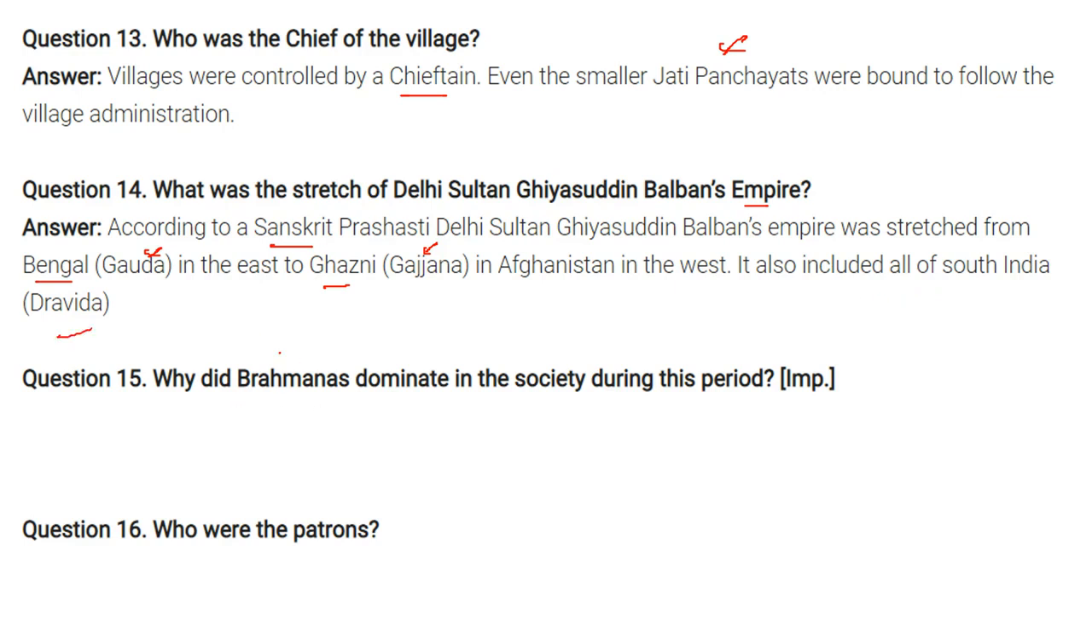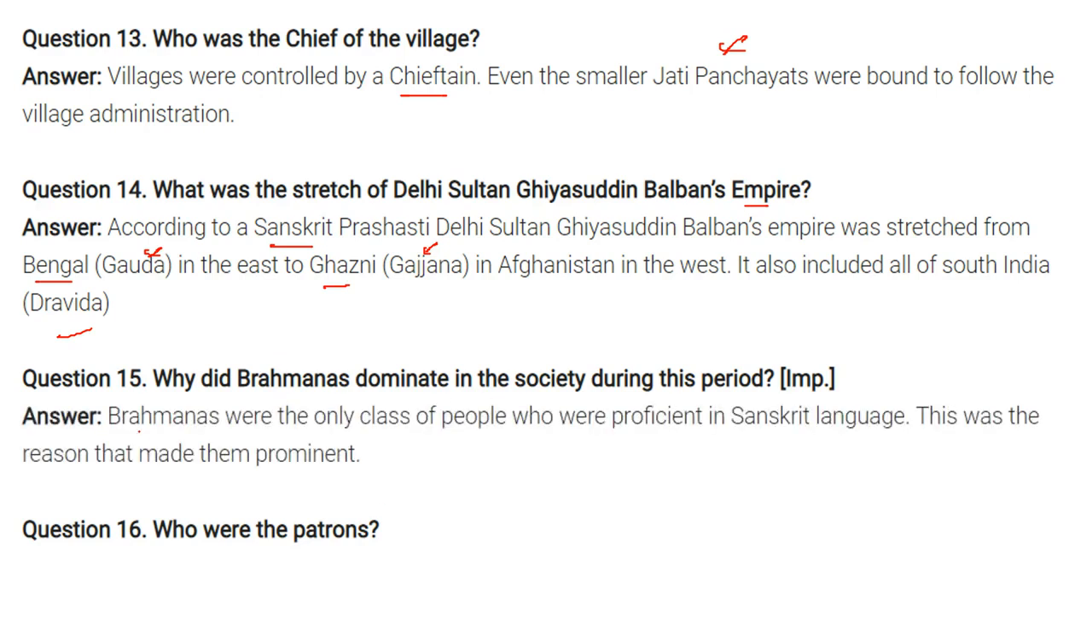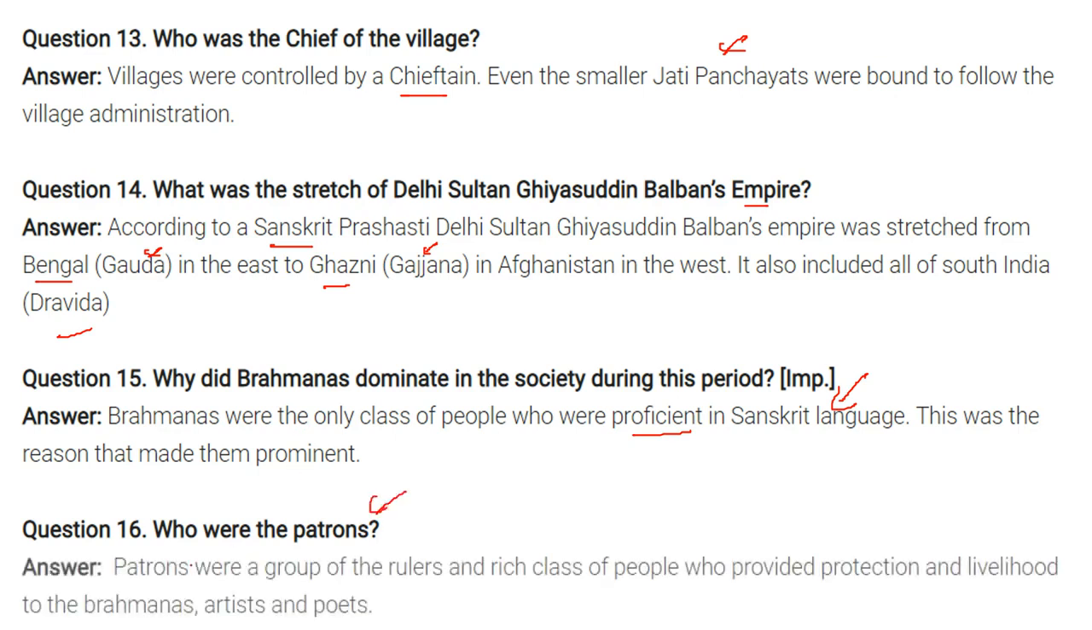Why did Brahmanas dominate in the society during this period? So Brahmanas were the only class of people who were proficient in and aware of the Sanskrit language. This was the reason that made them prominent in the society. Who were the patrons? So patrons were a group of rulers and rich people who provided protection and livelihood to the Brahmanas, artists and poets.